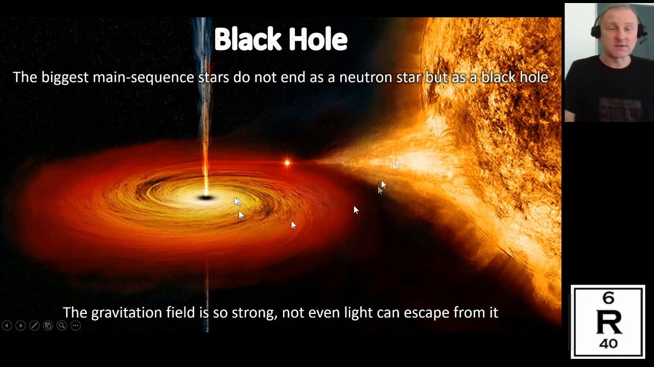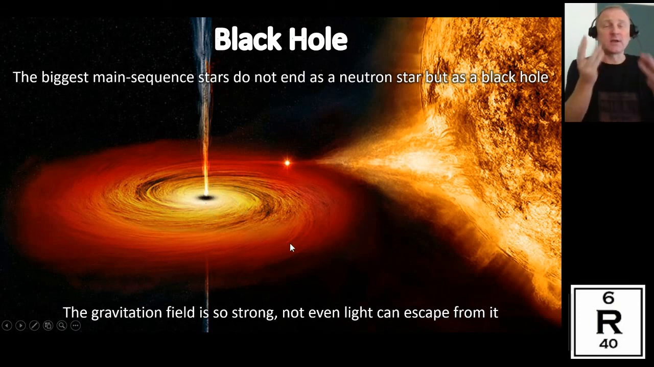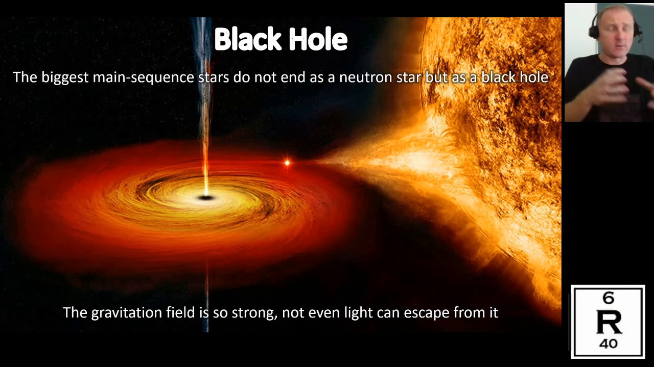And this is a nice illustration of a star being pulled into a black hole. And as it gets pulled into the black hole, its atoms are going to get crushed into neutrons, which makes the black hole become bigger and bigger and bigger. There's theories that black holes collide into each other and make even larger black holes. So a black hole can start from a large main sequence star, but then they can grow and grow and grow in size.